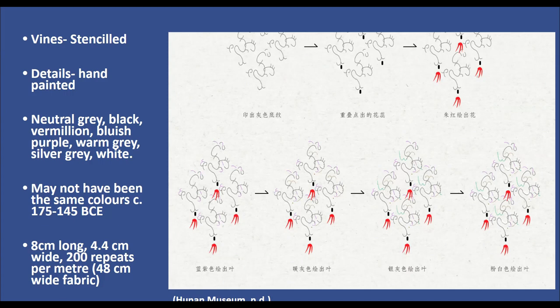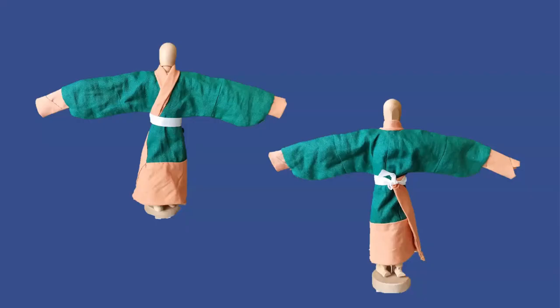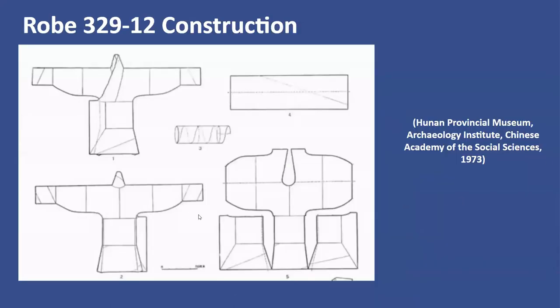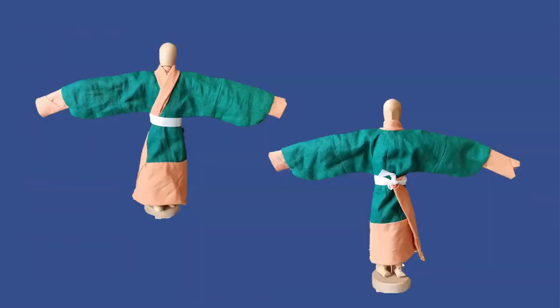Again, demonstrating the importance of not only sticking to the image, but also looking at line drawings, because you can't tell how this is constructed. You can sort of see the seam line there, unless you look at this, right? Same as the 32910 robe.